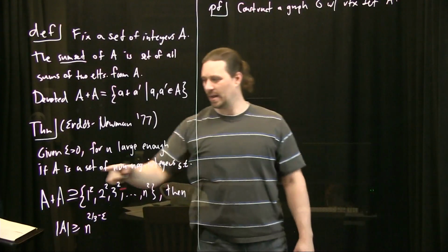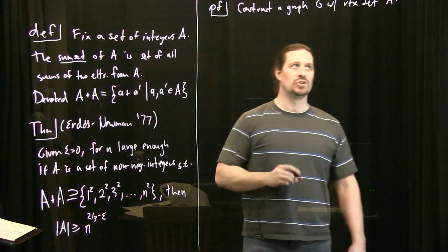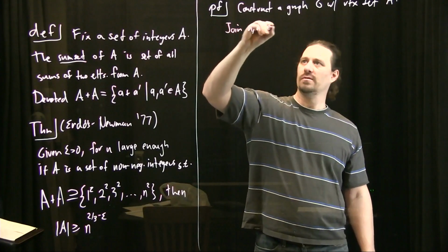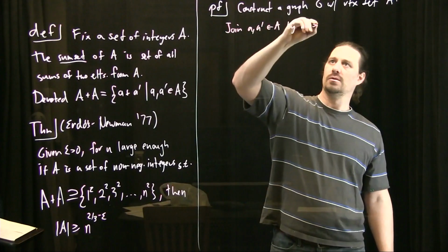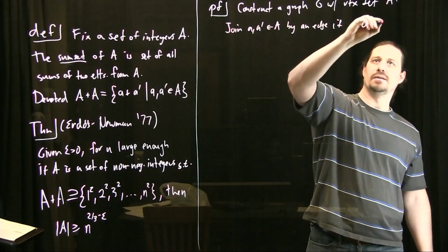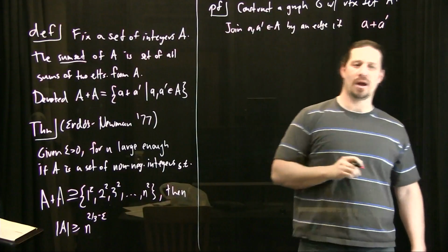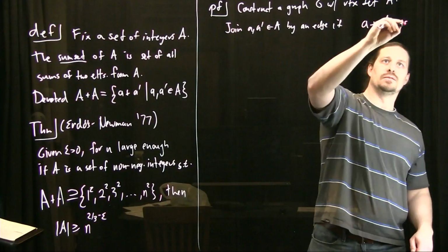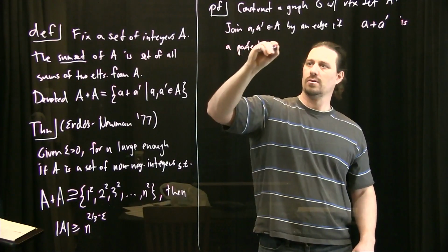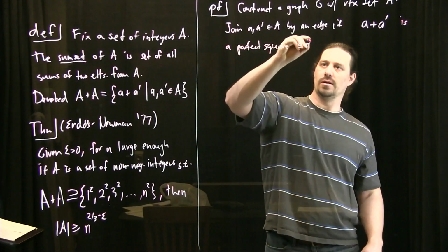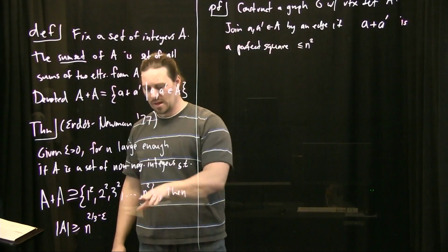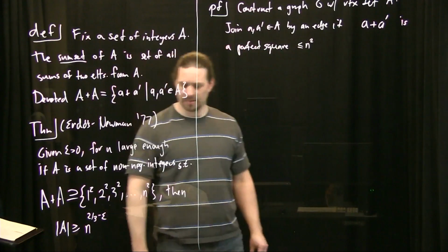So the vertices are whatever the elements are that are inside of A there, and we join A prime from A by an edge if A plus A prime is a perfect square that's less than or equal to n squared, okay? It might be that you have numbers in A that add up to perfect squares outside this range. I'm only interested in getting 1 squared up to n squared.